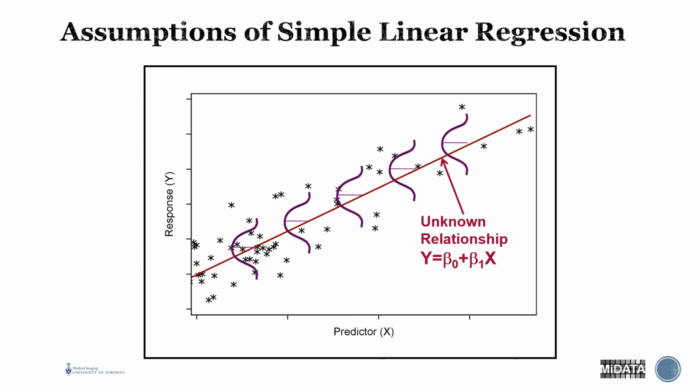Now no surprise, the assumptions of the simple linear regression: for every level of your predictor x, you're going to have a normal distribution of the residuals, and the variance between these levels of your predictor will be the same, will be equal. So equal variance and normal distribution of your residuals. This is also called homoscedasticity.